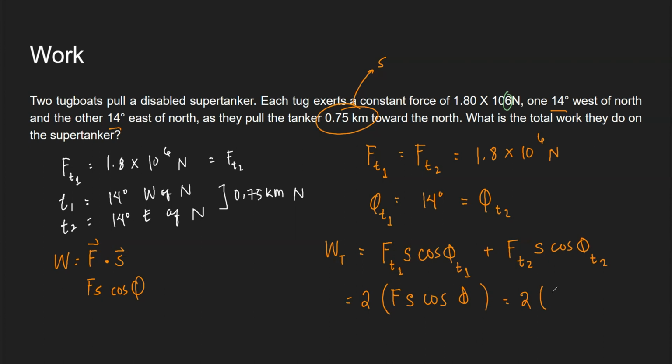So that's just 2 times 1.8 times 10 to the 6 newtons. Just multiplication, I can just continuously write it down. Times our S, which is 0.75, times, oh, this is in km, so times 10 cubed meters. That is our S. Cosine 14 degrees.